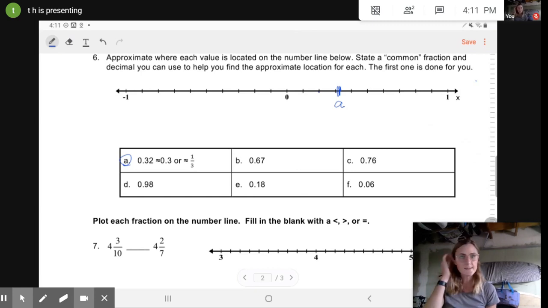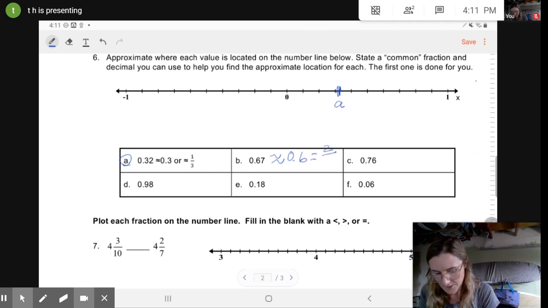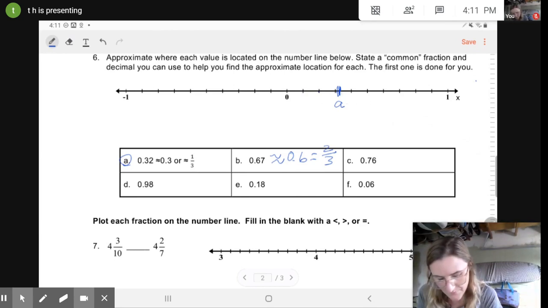B would be 0.67, and this is approximately 0.7, or 0.6, really. As a fraction, we can say this is 2/3. If I'm going to put this on the number line, 2/3 is 3 boxes, and 1/3 is 3 and 1/3. So 2/3 is another 3, 1, 2, 3, and another third. So right here would be B.